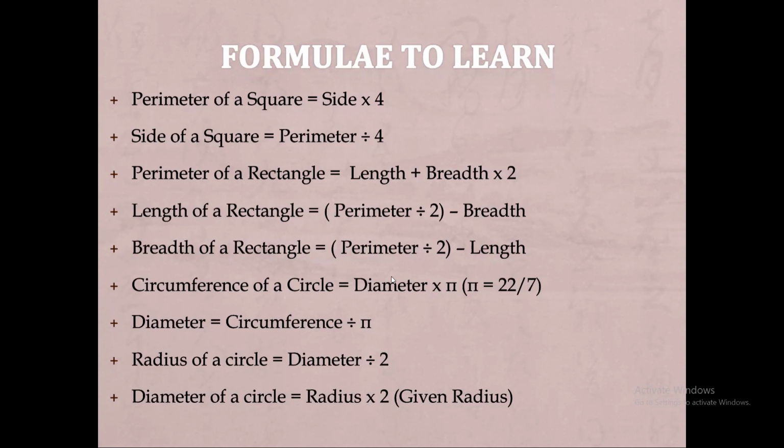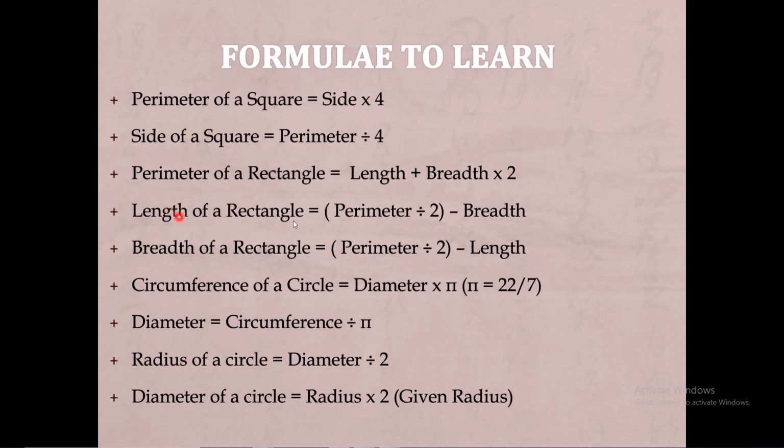Perimeter of a square, side by 4. If somebody is to ask you, what is the perimeter of a square? Side by 4. If somebody is to ask you, what is the side of a square? Take the perimeter divided by 4. If the perimeter of a square is side by 4, what is the perimeter of a rectangle? Perimeter of a rectangle, length plus breadth by 2. What is the perimeter of a square? Side by 4. What is the perimeter of a rectangle? Length plus breadth by 2.